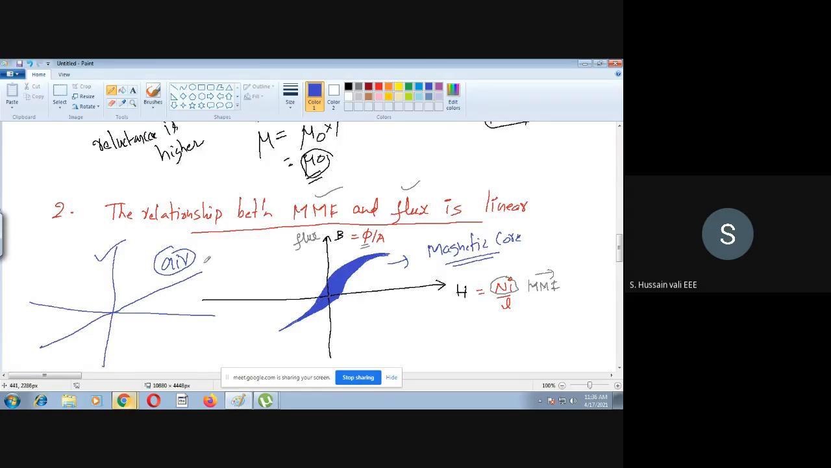So in the case of the air core, the BH curve, as we have just seen, is nothing but the relationship between flux and mmf. So here also, flux and mmf. When you draw the graph between flux and mmf for air, you will get a straight line. Whereas for the magnetic core, in the sense of any iron, nickel, cobalt, or any magnetic material which has high permeability, if you draw the BH relationship between flux and mmf, you will get a loop like this.